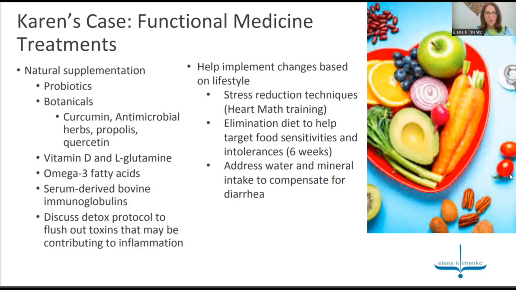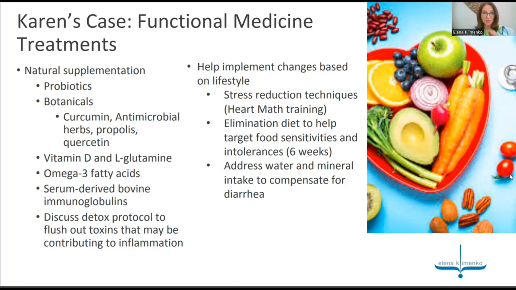We give her some good probiotics, some botanicals in the form of antimicrobial herbs, propolis, quercetin. We compensate for her vitamin D deficiency. We'll give her some L-glutamine amino acids, omega-3 fatty acid. We give her serum-derived bovine immunoglobulins, which is the new kid on the block. It's a great way to quench antibodies, to quench the bacteria and microbes in the gut with the pre-populated antibodies from the bovine blood.